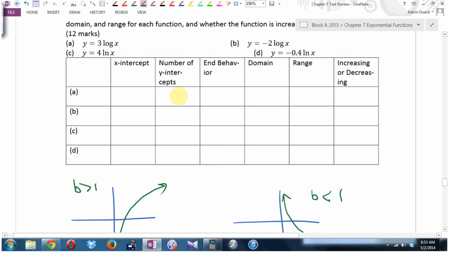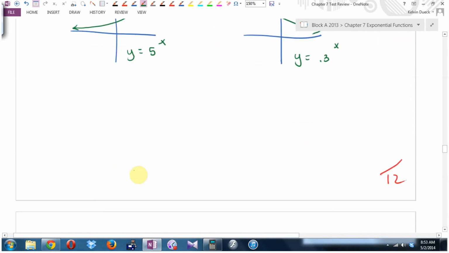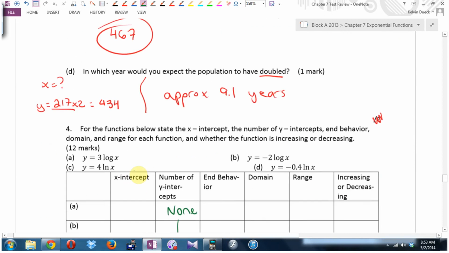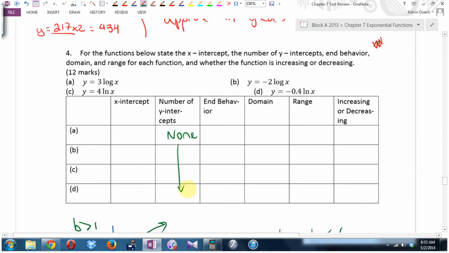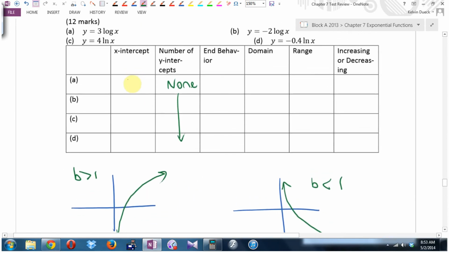So let's see. X-intercepts. First of all, y-intercepts. None. No. So notice for an exponential, no x-intercepts. For a log graph, no y-intercepts. Number of y-intercepts, 0. What's the x-intercept? For the x-intercept, it's going to be 1, 0. They all go through 1, 0. You can change that, but you've got to muck around with it a little bit.